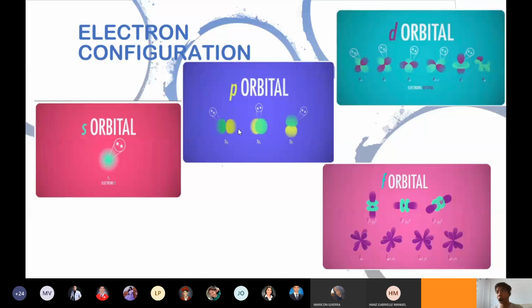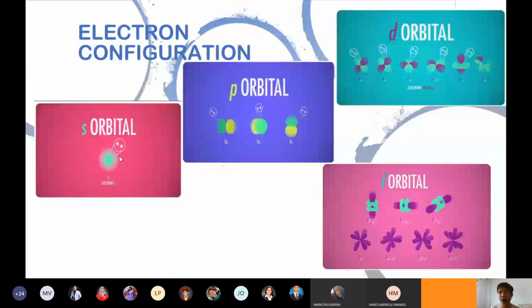So, that means the p orbital, since it is capable of forming three shapes na magkakaiba, distinct in terms of the orientation in space, no? So that means it is capable of handling more electrons than the s orbital.